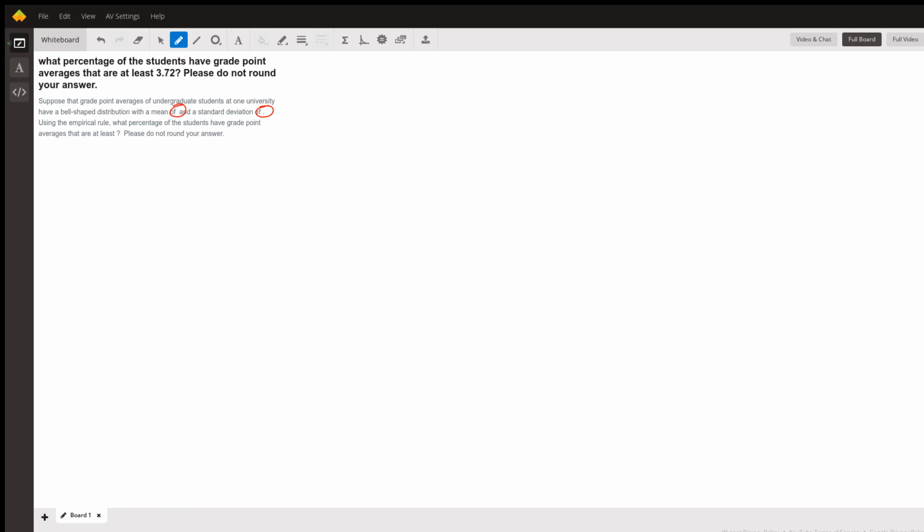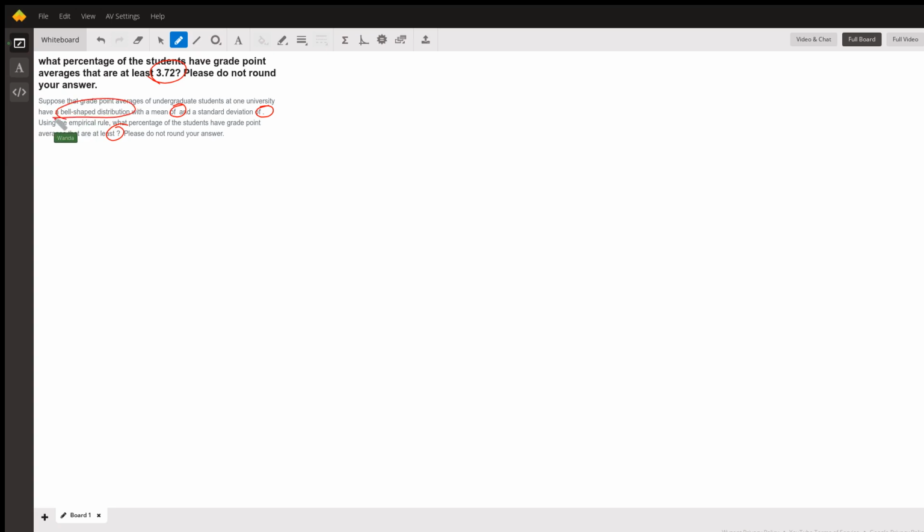The question is, using the empirical rule, what percentage of the students have grade point averages that are at least, and they don't give it to us here, but up here they tell us at least 3.72. Please do not round your answer. Using the empirical rule, you're generally not going to be rounding answers because the empirical rule is not precise anyway. We don't have actual numbers or very precise numbers. We have general numbers. So let's talk first about what the empirical rule is.